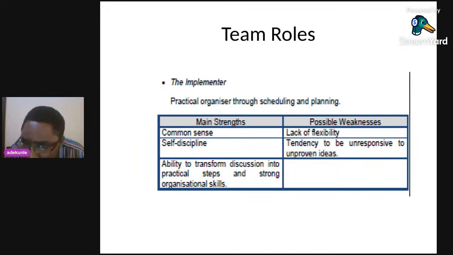But of course, one of the weaknesses might be lack of flexibility. And of course, it's either my way or your way. Leave it. You talk too much. That's what you get in people like that. There's a tendency to be unresponsive to unproven ideas that are experimented.